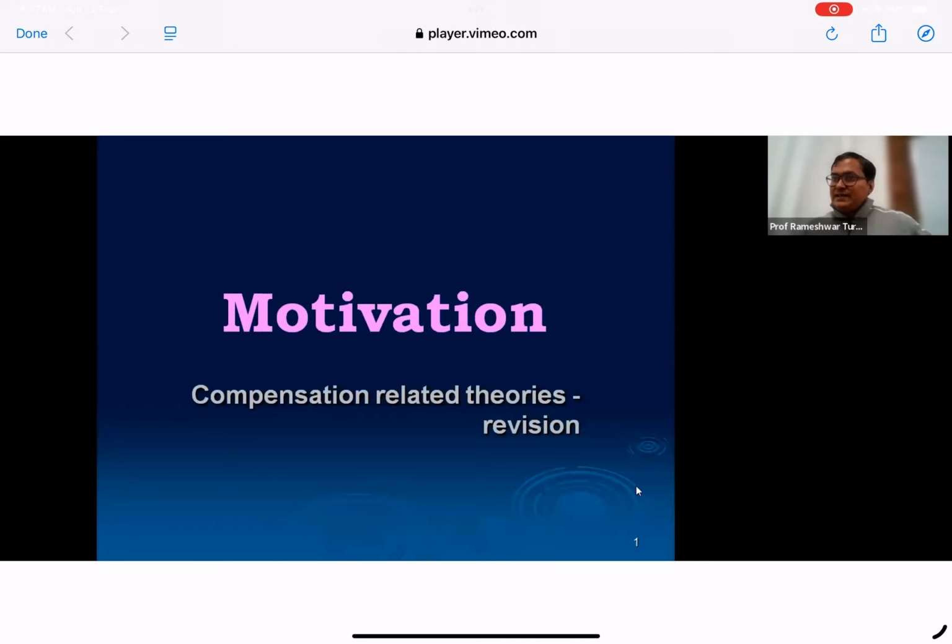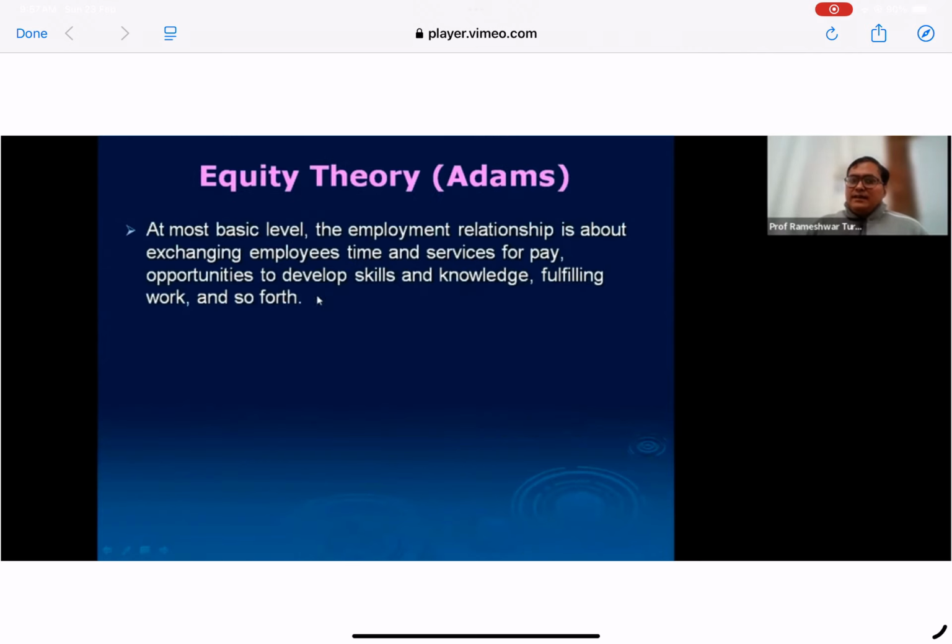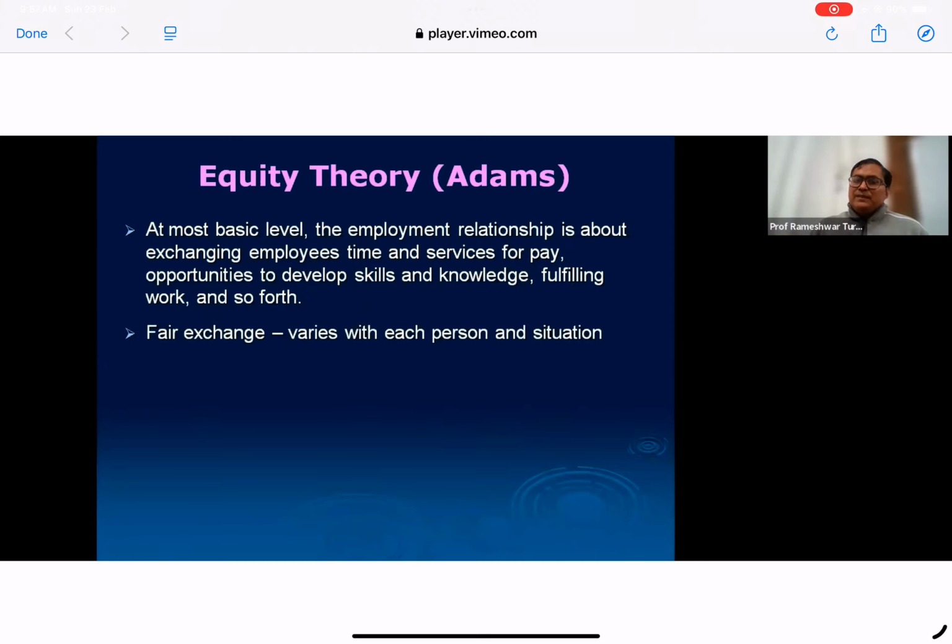I will only discuss equity theory a bit, so that's important. At the most basic level, the employment relationship is about exchanging employees' time and service for pay and opportunities to develop skills, knowledge, fulfilling work, and so forth. There is an exchange. Employees are giving something, and in return, they are getting something from the organization. And people want this exchange to be fair.